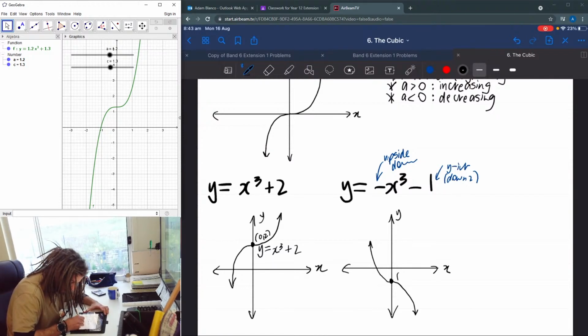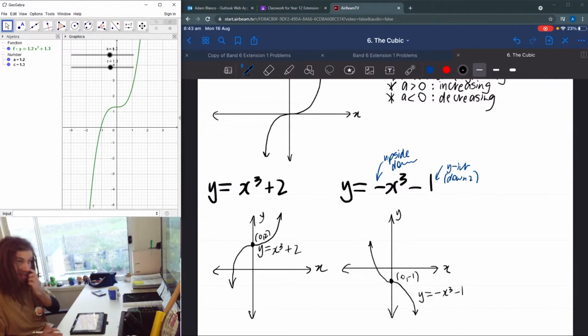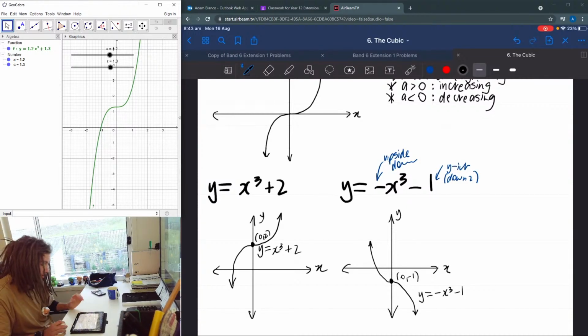Label this point 0, minus 1. Y equals negative x cubed minus 1. Look, I don't think I need a third example. That's pretty much as far as we go.